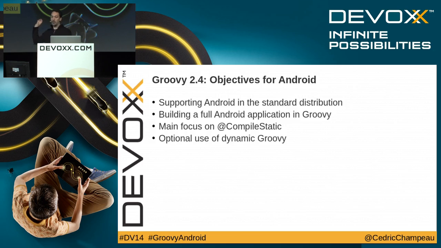So it is important in the context of Android because we have limited resources, limited power and limited battery. So using compile static is almost the only thing that you would want to do on Android. There are some cases where you could still use dynamic code, but the main focus is compile static.